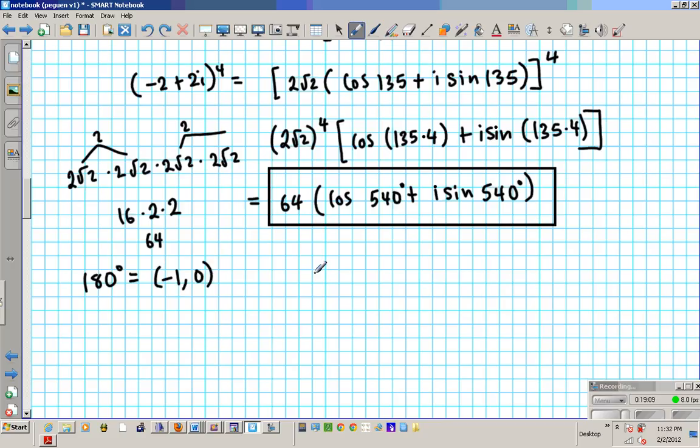Alright, so this problem is now going to become 64 times cosine 540, which is the same thing as the cosine of 180, which is negative 1, plus i sine 540, which is the same thing as sine 180, which is 0i. If you distribute 64, you end up with negative 64 plus 0i. Final answer is simply negative 64 for your rectangular form. Okay?